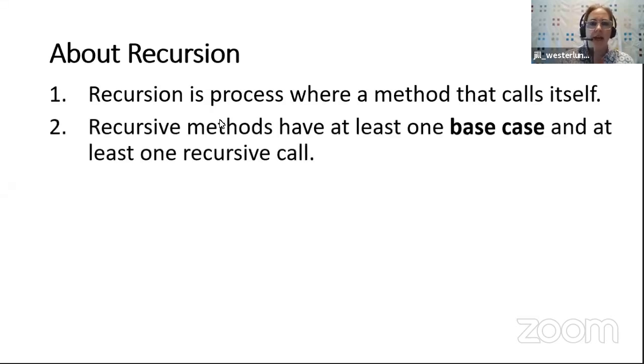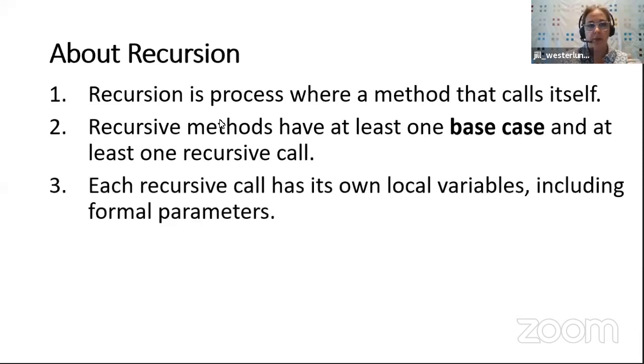Recursive methods have to have a base case. So, you know, like with a for loop, you have a counter that controls your loop. Otherwise, it's going to be an infinite loop if you don't have a counter that's going to control the loop. In a recursive method, it's going to look for a base case to cause it to stop or catch it so that it'll know how to end. Otherwise, you're going to have the same thing happening. It's going to go on forever. We'll look at an example of that. Each recursive call has its own local variables or formal parameters.